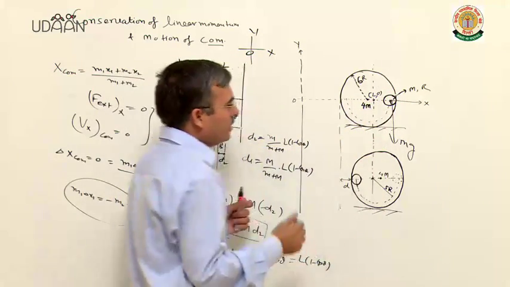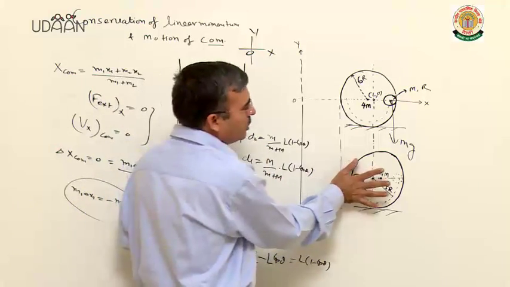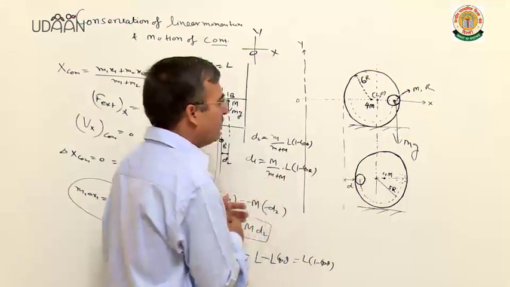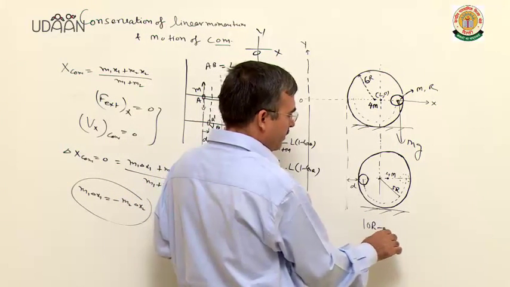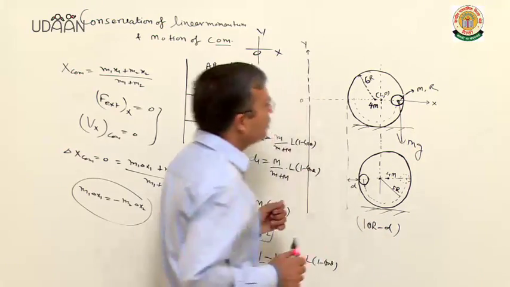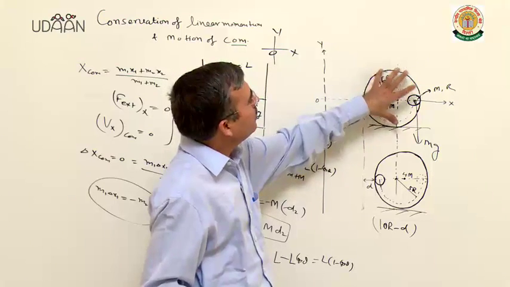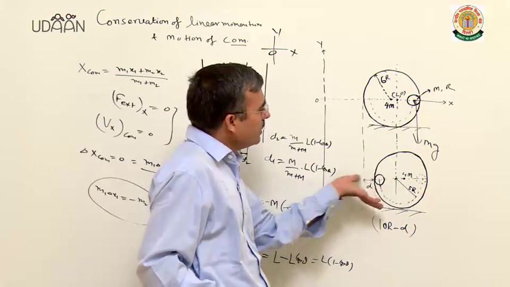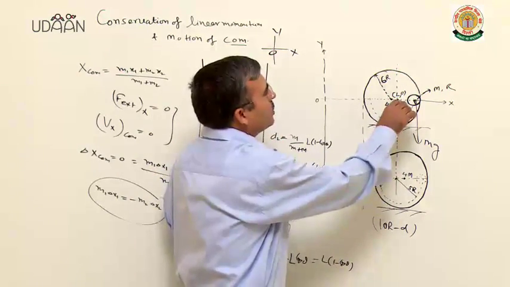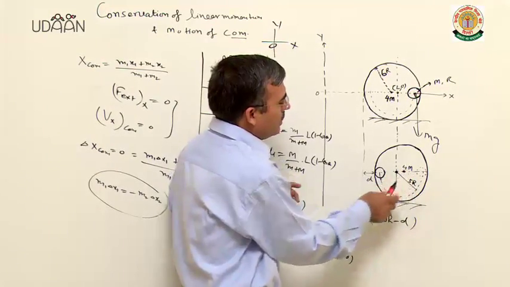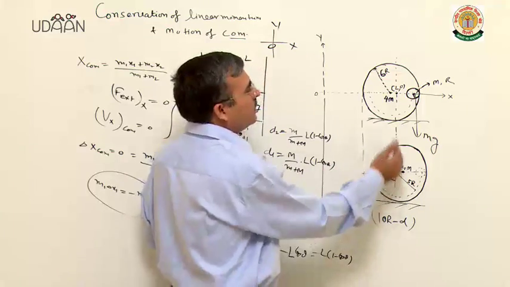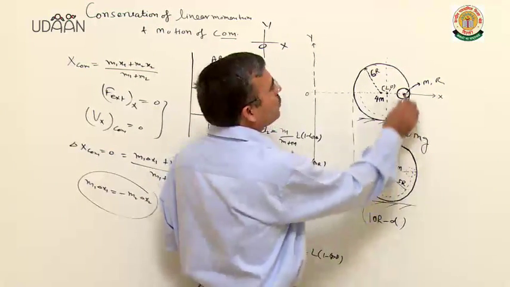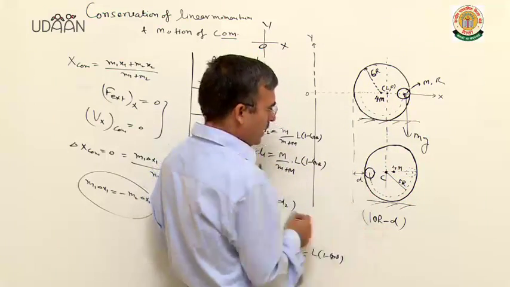Capital M mass sphere is shifting in the negative x direction by 10r, but the sphere also moves that side. It means the small sphere is shifting towards the left by 10r minus d. Very important information: if we keep the bigger sphere constant, the small sphere is shifting 10r distance this side, because the center of mass does not change its position. It is the common center of mass, it is not changing its position. So the bigger sphere has to shift this side by d distance. So the capital M mass sphere will shift towards the left by that much distance.